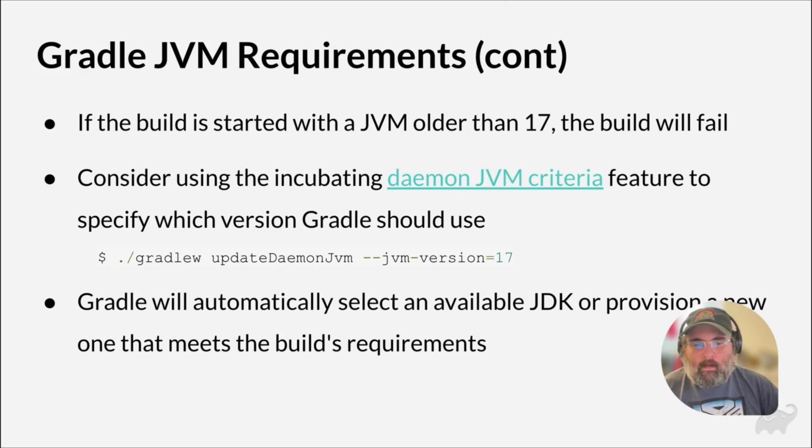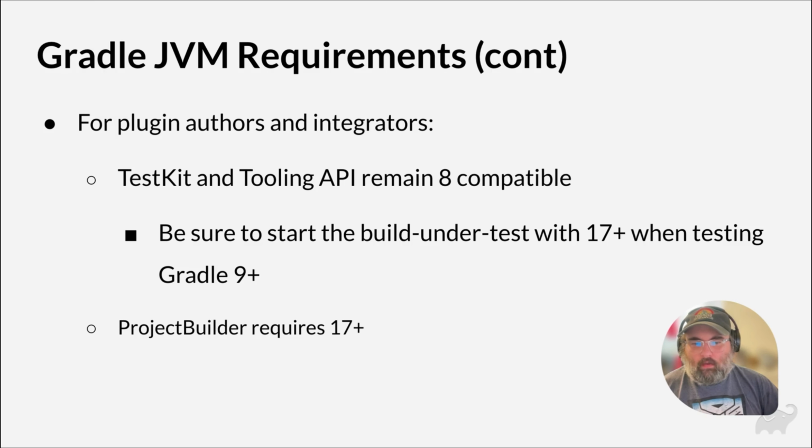You should consider using Daemon JVM toolchains to select which version of the JVM you want. This is really helpful if you have multiple versions of Gradle and you need to switch between different versions of Java for compatibility reasons. This feature can also automatically select the right JVM or provision a new one if it's configured to do so. For plugin authors and tool integrators like IDEs, TestKit and the Tooling API remain compatible, but you need to be sure to start the build under test, the build that you're starting through the Tooling API, with Java 17 or newer when you're using Gradle 9.